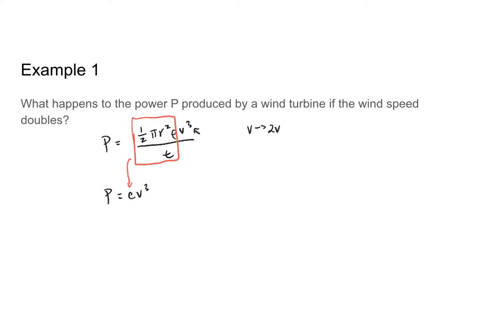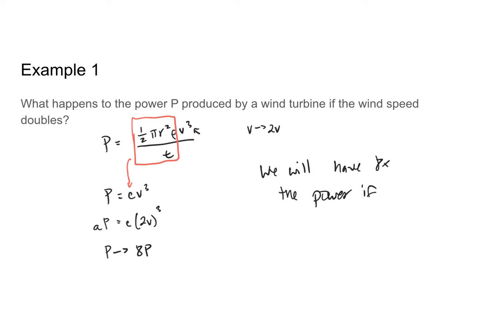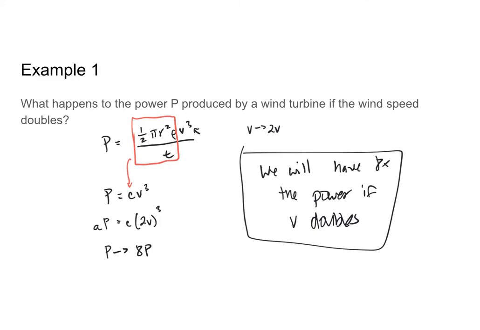So if V is doubled, then our power is equal to our constant times 2V, that whole quantity cubed. So we know that 2 cubed is 8, so our power is going to get multiplied by 8. We're going to have 8 times the power if the wind speed doubles. So we can see here how dependent the power generated by a wind turbine is on the speed of the wind.